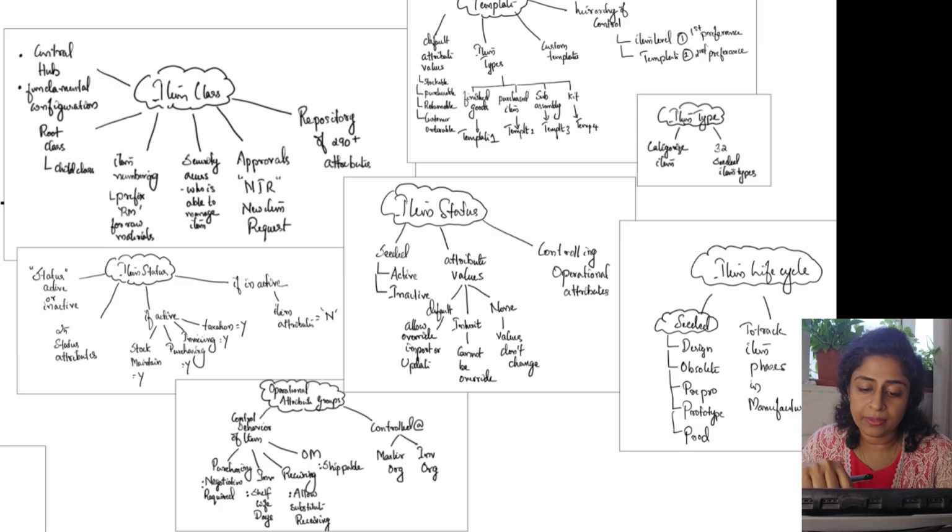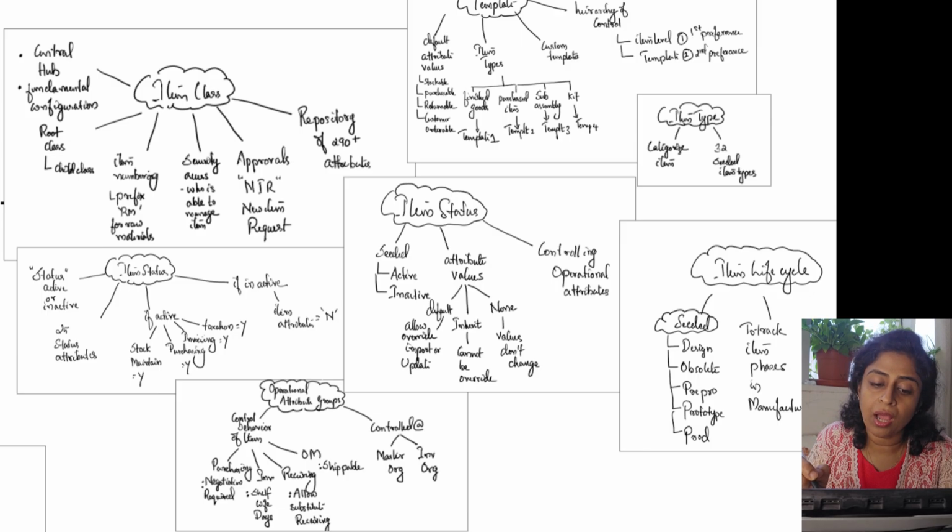Let's begin with the item classes. They act as a central hub, and every item belongs to an item class, and that class defines its numbering, security, and approvals. For example, you might have RM for raw materials and FG for finished goods. And item classes house the attributes that connect to modules like purchasing, inventory, and manufacturing. In short, the item class sets the foundation for how an item will be governed.